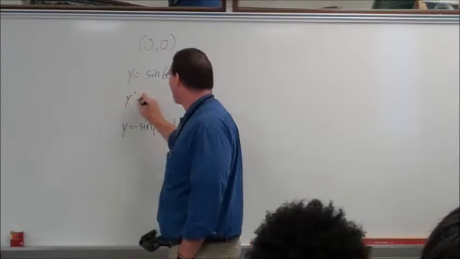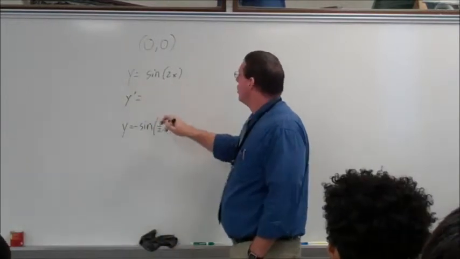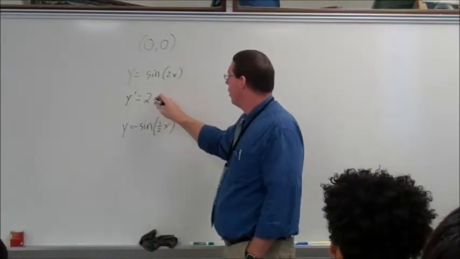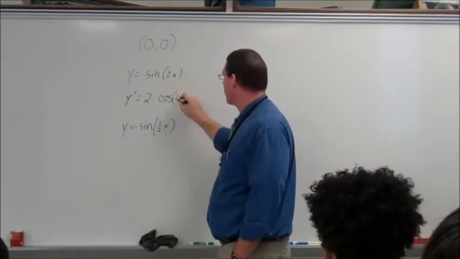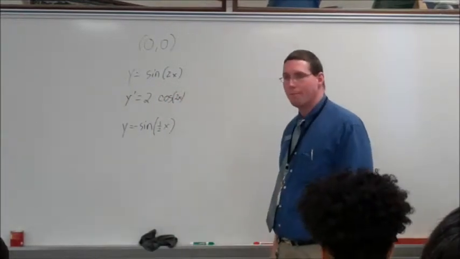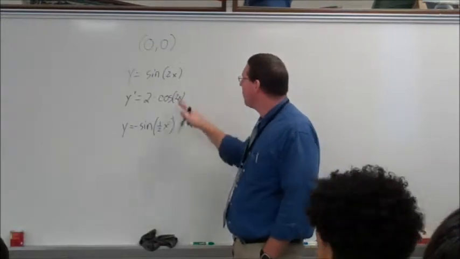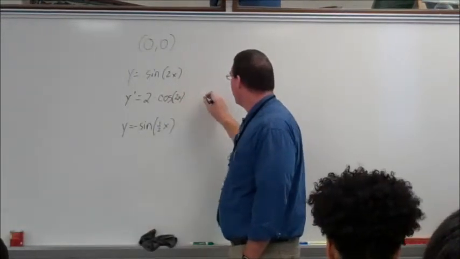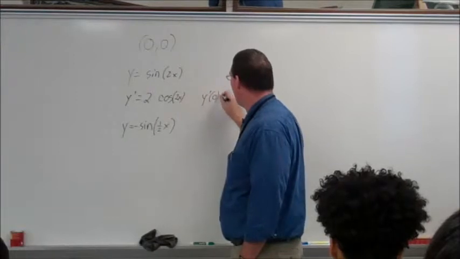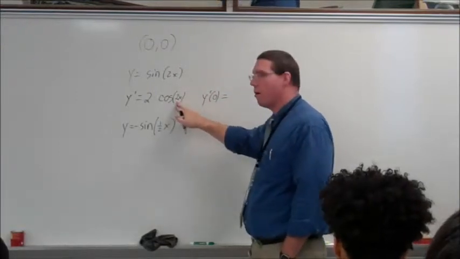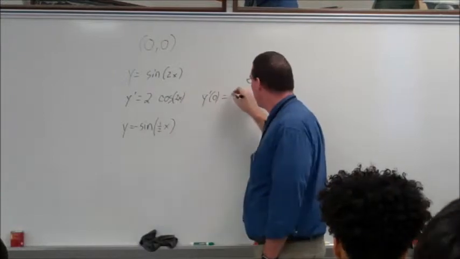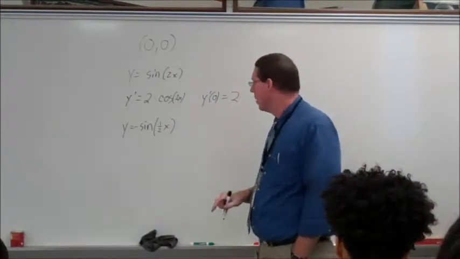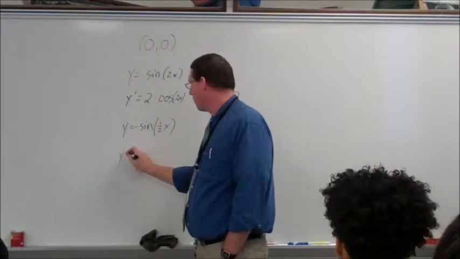So y prime equals, derivative of the inside is 2, times cosine of 2x. If we plug 0 in, y prime of 0, what's 2 times 0? What's cosine of 0? And 2 times 1? 2. What's the derivative here, y prime?